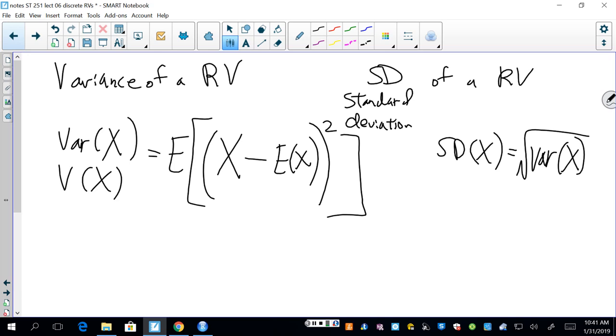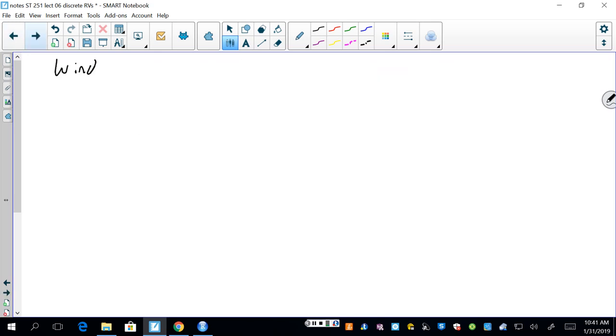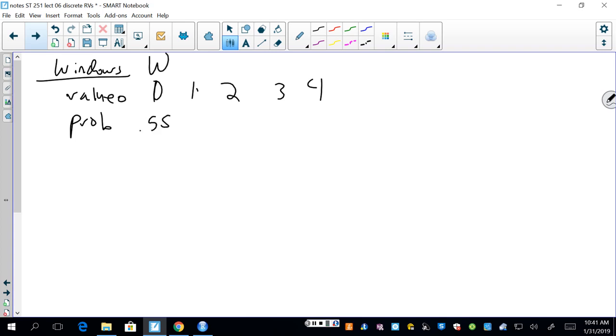So for the windows, the values of 0, 1, 2, 3, 4, and the probabilities. Let's do first the winter time. It had 0.55, 0.2, 0.1, 0.05, 0.1. We calculated that the expected value of W was 0.95. 0 plus 0.2, 0.2, 0.4, that adds up to 0.8. Then 0.15 more, so you have 0.95 windows.